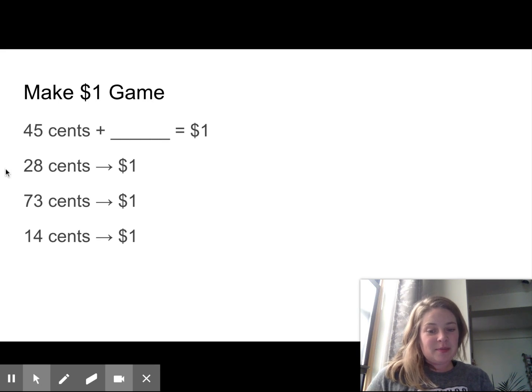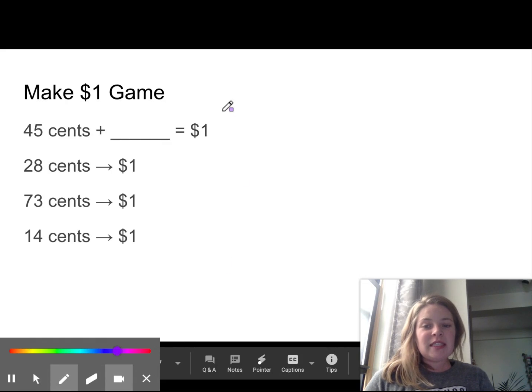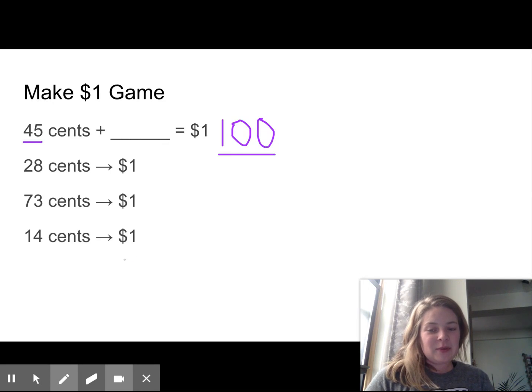So for example, let's do the first one together. 45 cents plus blank equals $1. What would go in that blank? Well, remember that $1 is actually 100 cents. So really, we're looking to get from 45 to 100. What would it be? 45 plus what equals $1?